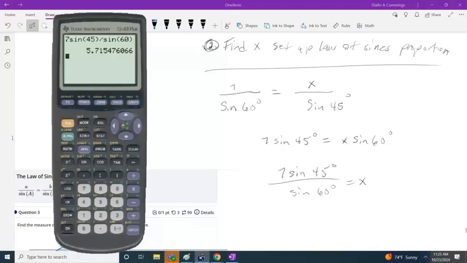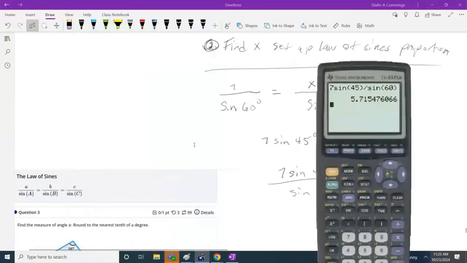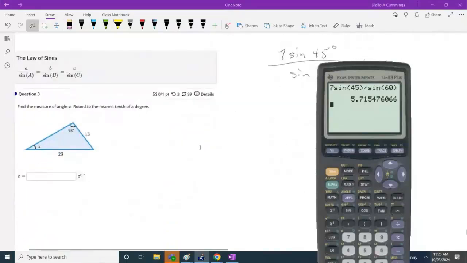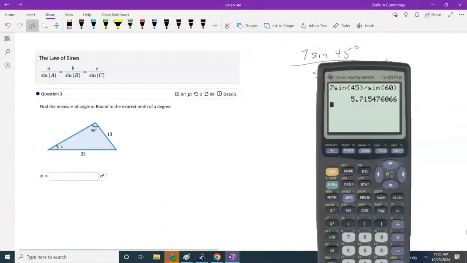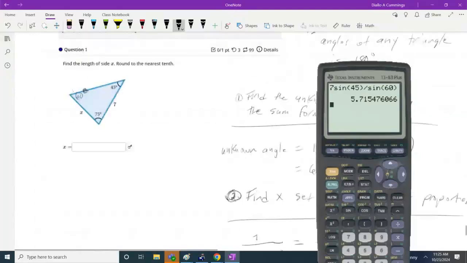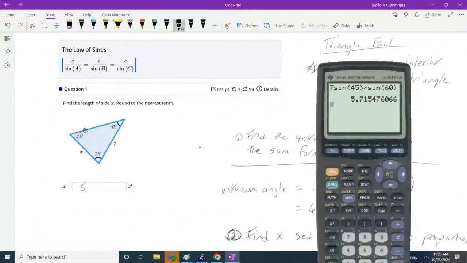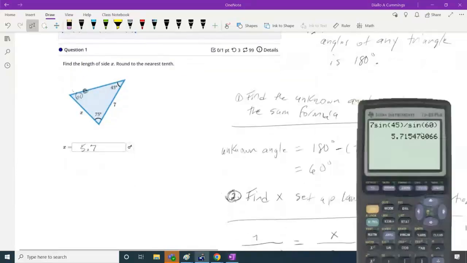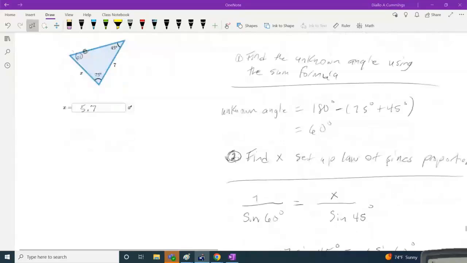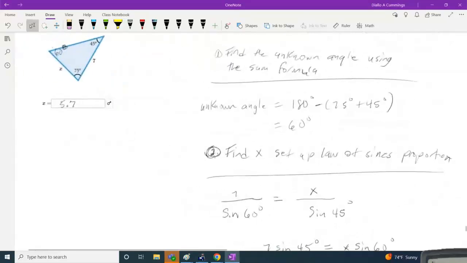And we have 5.7 for side length x. It doesn't really tell us what dimensions, but we have 5.7 units. All right, any questions about number 1? All right, we found the unknown angle, and then we just set up a law of sines proportion.